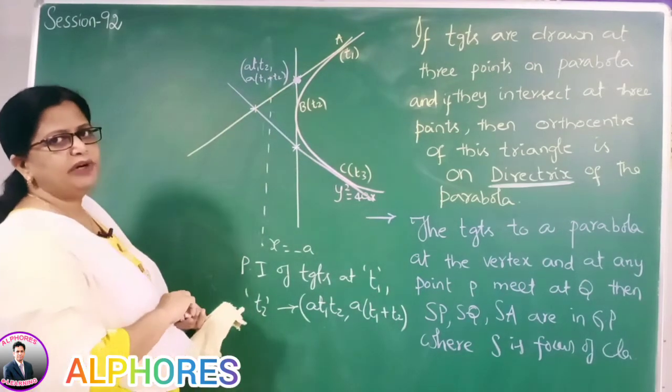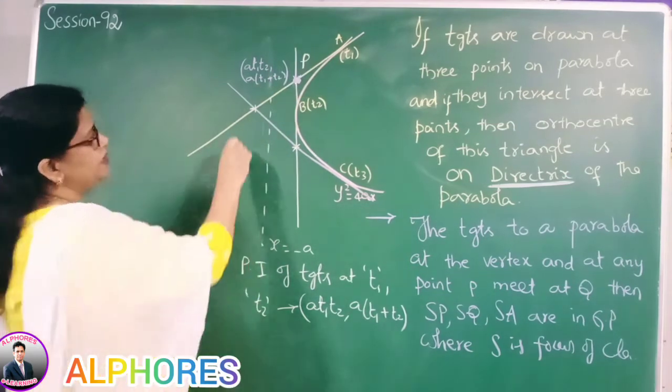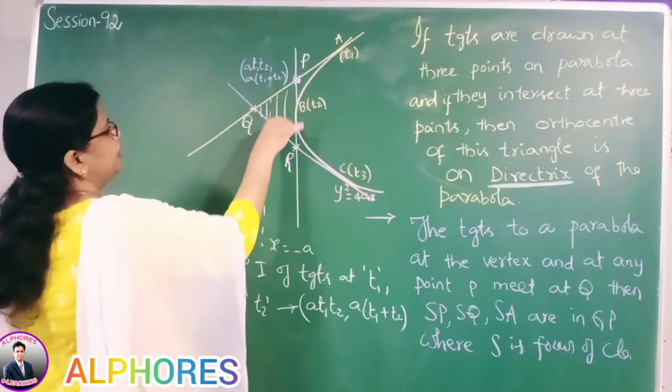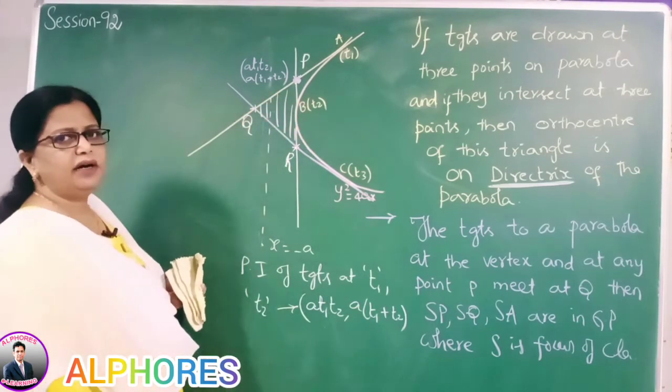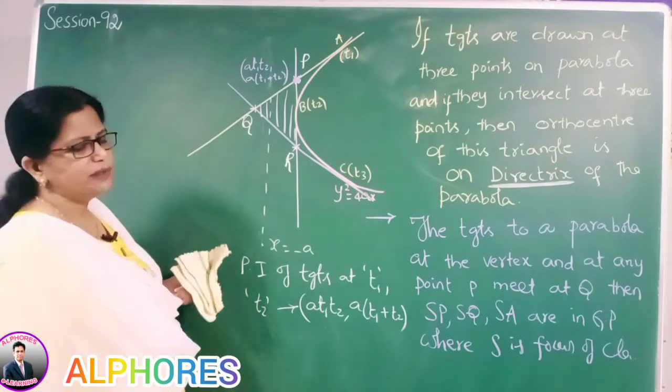Let us take this point as here, suppose P. Okay, students, this is P and another point you take Q and this one is R. So to this triangle, now you are going to find orthocenter. What is basically the orthocenter concept?